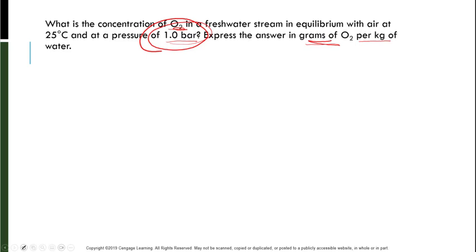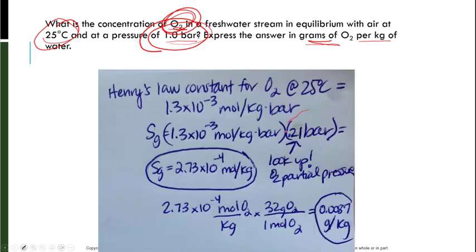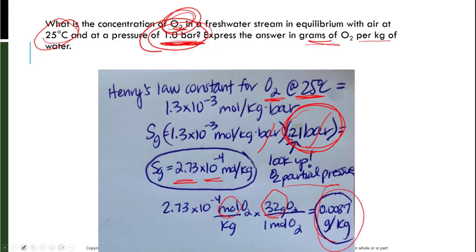I also need to find the partial pressure for oxygen at 25 degrees Celsius. And in order to do that, I need to look up the mole fraction in air at 1 bar. I looked up the partial pressure of oxygen at 25 degrees Celsius with the pressure of 1 bar. It would be 0.21 bars, which is that partial pressure. Multiply those two together, and I got 2.73 times 10 to the negative 4th moles per kilogram, because bars and bars will cancel out. But it wants our answer in grams per kilogram. So all we need to do is to go from moles to grams, and we know that 2 oxygens have a mass of 32. So I got an answer of 0.0087 grams per kilogram.